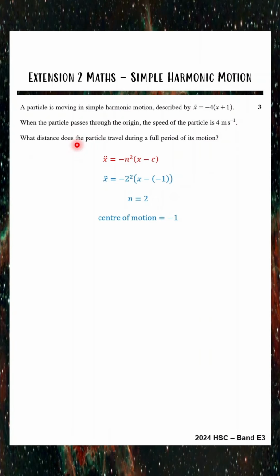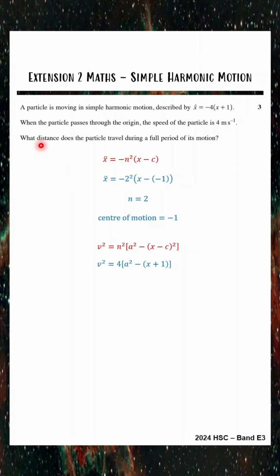Now, the goal of this question is to find the distance traveled in one full period of its motion. So I'm going to have to find something out about either the period or the amplitude. Up next, I'm going to use an equation that is not on the reference sheet, but I teach it to all my Extension 2 students because it's really useful for simple harmonic motion. It looks like this. It's an equation relating velocity, period, amplitude, center, and displacement in any particle under simple harmonic motion, which is good because I have a lot of information about stuff in this equation. I know what n is and I know what c is, so let's sub them in.